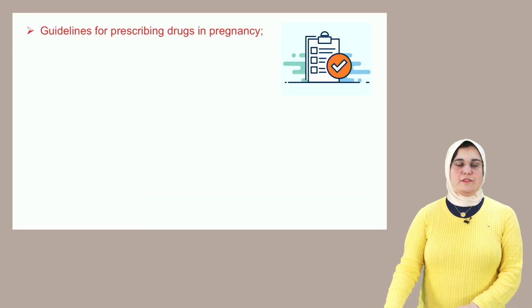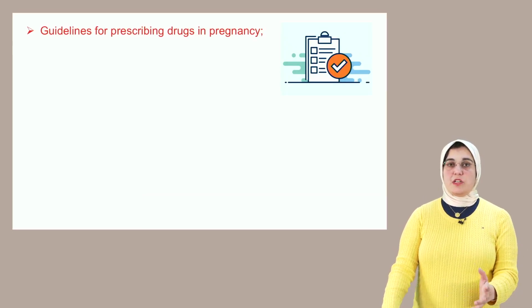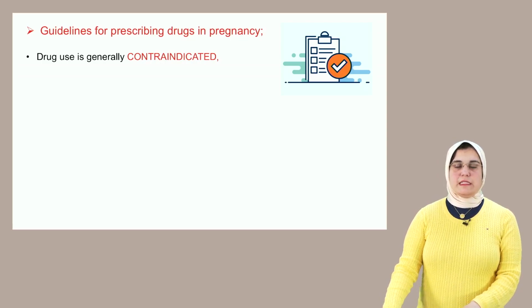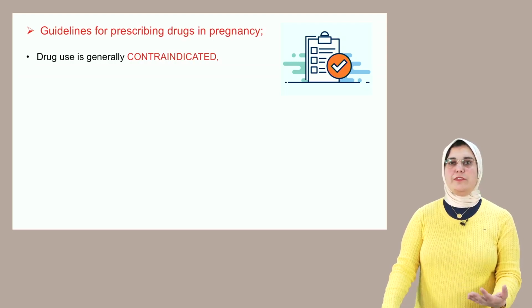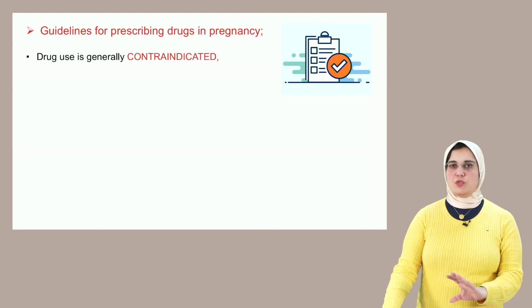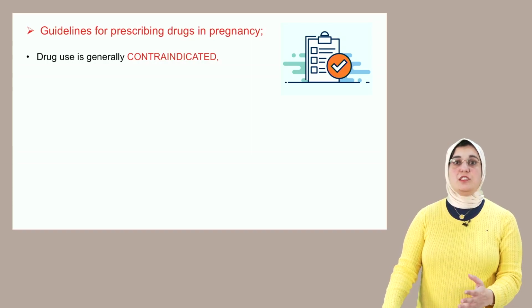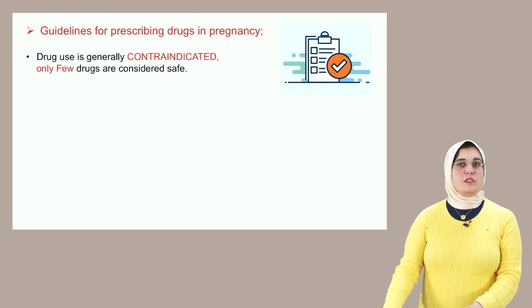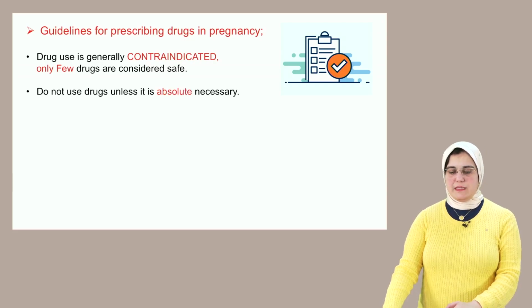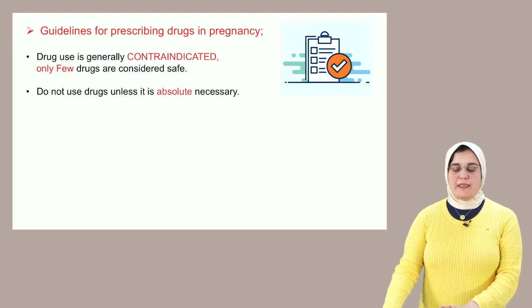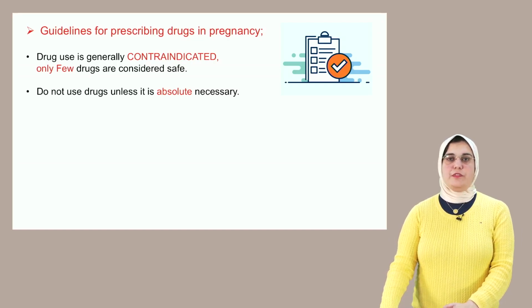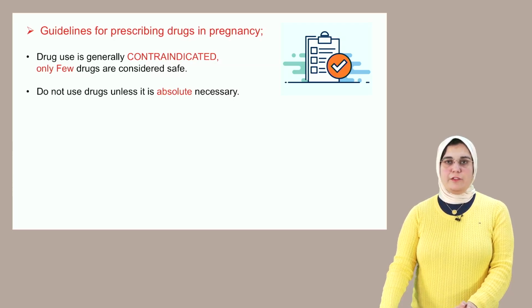So, what are the guidelines? Finally, to summarize, the guidelines for prescribing in pregnancy. Drug use is generally contraindicated. It means it's better not to give the female patient any drug. This is the major rule. If the drug is not essential for her life, please avoid using it. Only a few drugs are considered safe, as we mentioned, like folic acid, vitamin B12, paracetamol, and the penicillins. Don't use drugs unless it is absolutely necessary. It means it affects the life of the mother. If the drug is not important for continuing her life, please don't prescribe.